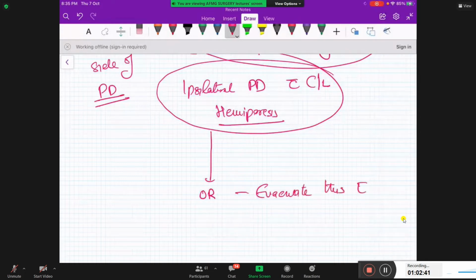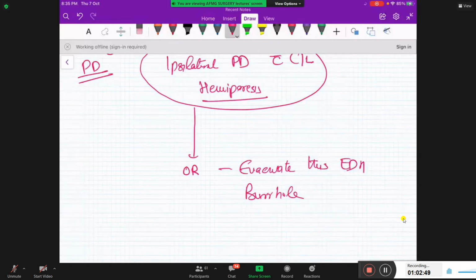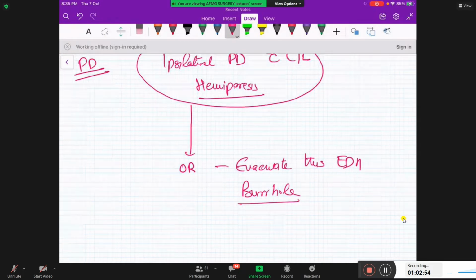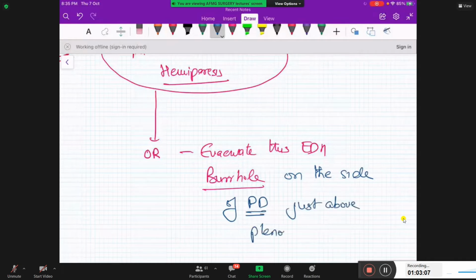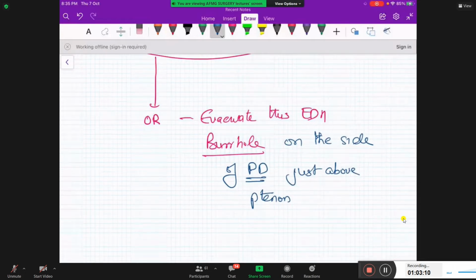this EDH by giving a burr hole. For evacuating EDH, we do a burr hole. We make a hole in the cranium. Burr hole. And where are we going to do the burr hole? On the side of pupillary dilatation, just above the pterion. Just above the pterion. Just above the pterion.